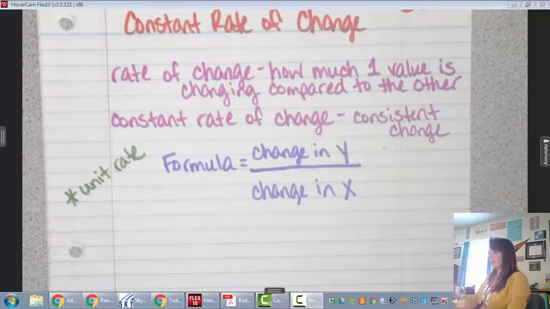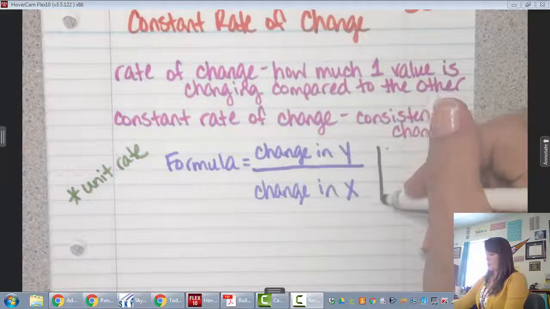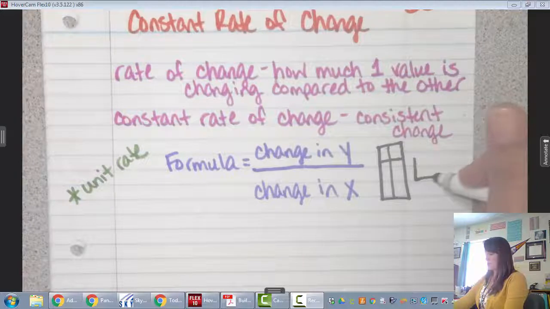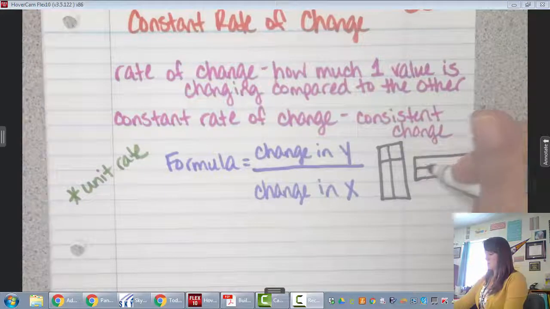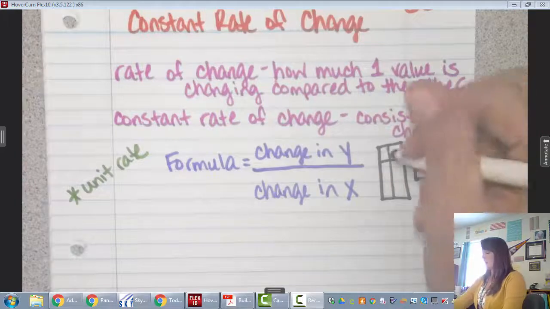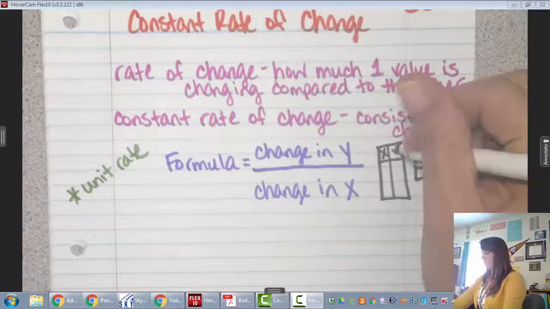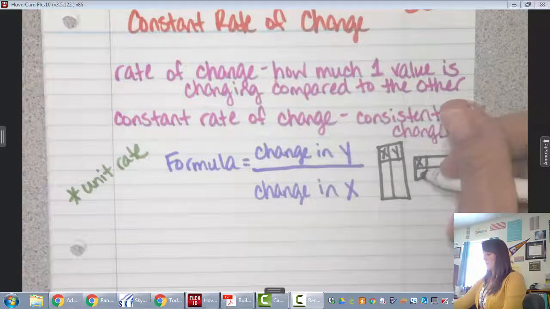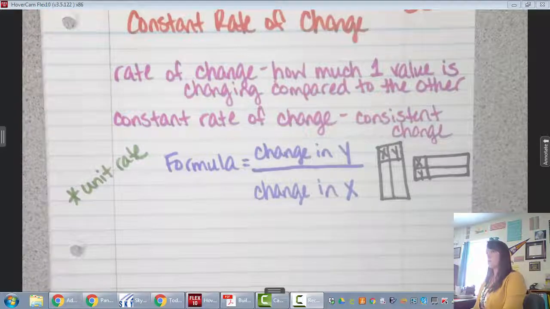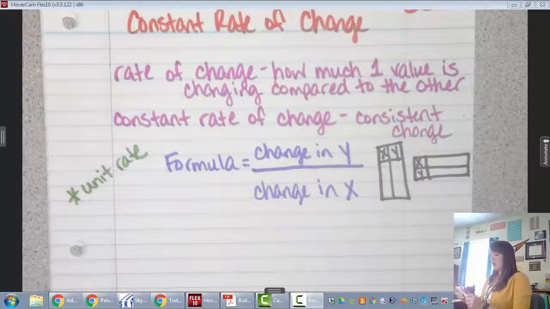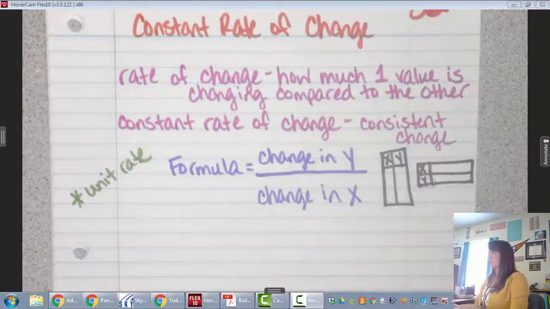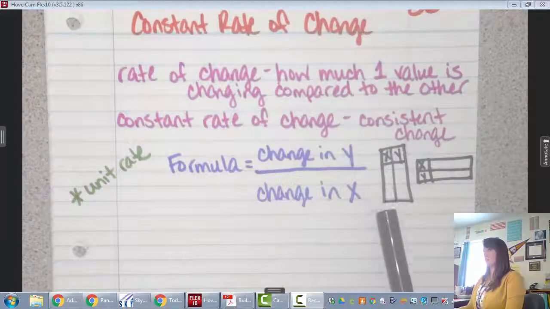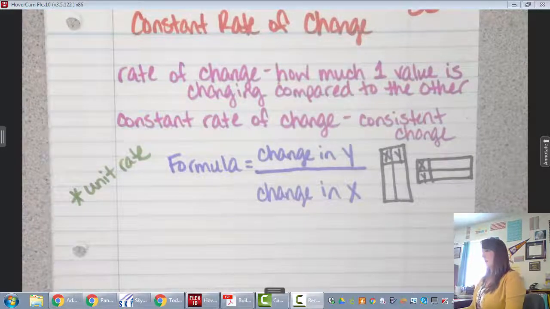Now, you're going to have two types of tables. You may have a vertical table or a horizontal table. In a vertical table, x is on the left, y is on the right. In a horizontal table, x is on top, y is on bottom. Does it have to be that way? Yes, but you don't make the tables, they make the tables. So when you see a table, it's not going to say x and y, you just have to know which one is which.